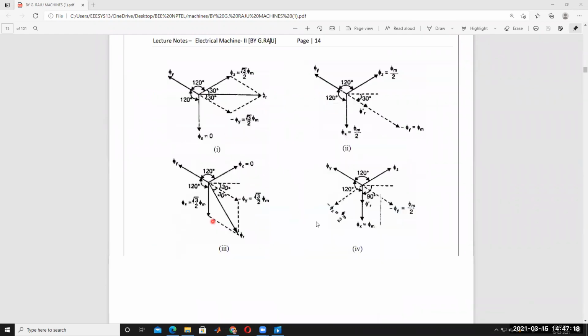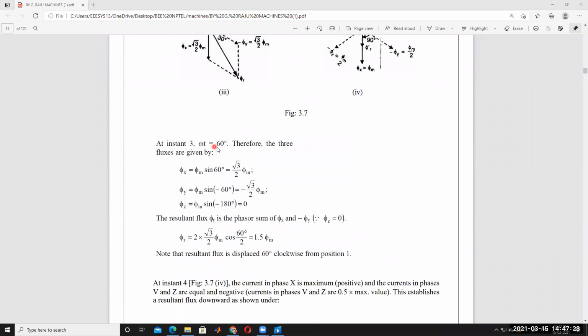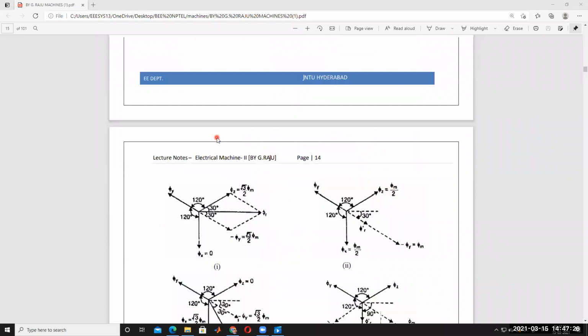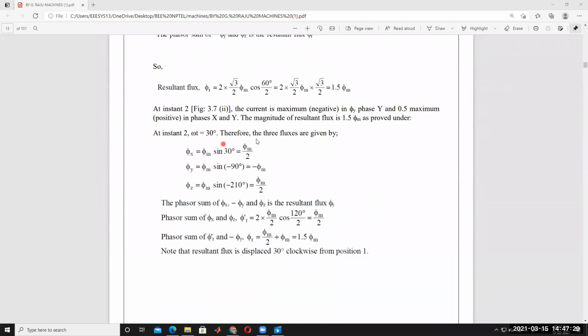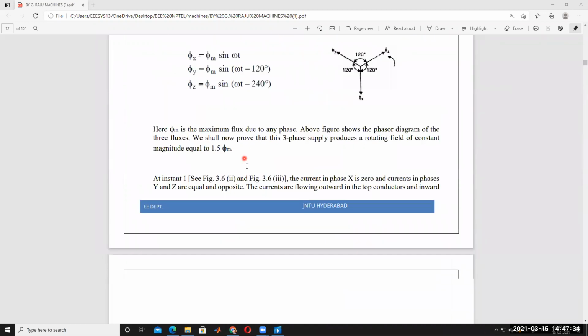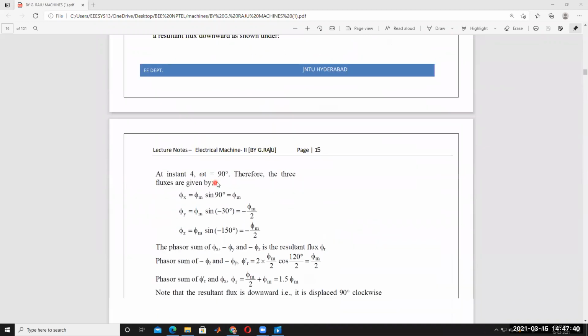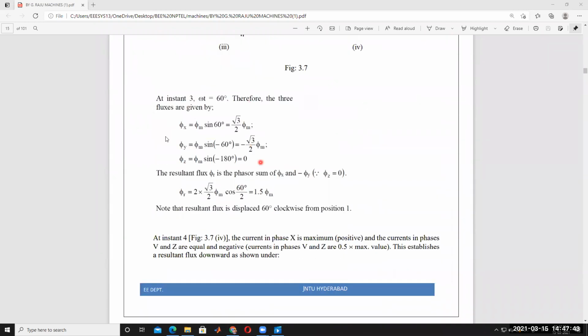At omega t equal to 60 degrees, substitute omega t equal to 60 degrees in this equation, phi r is equal to phi m sin omega t. Substitute all of these and then you will get these different phases. Same as for 30 degrees, phi x is equal to root 3 by 2 phi m, since sin 60 is root 3 by 2, and phi y is equal to phi m sin of omega t minus 120. 60 minus 120 is nothing but minus 60, that is minus root 3 by 2 phi m.